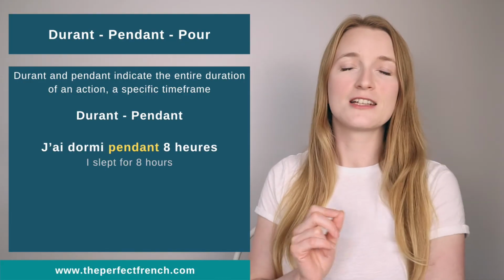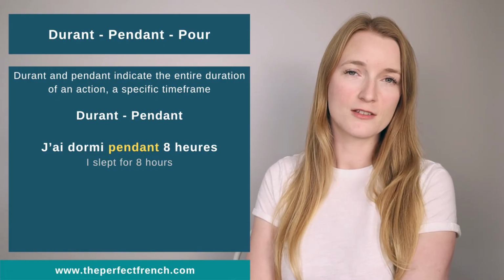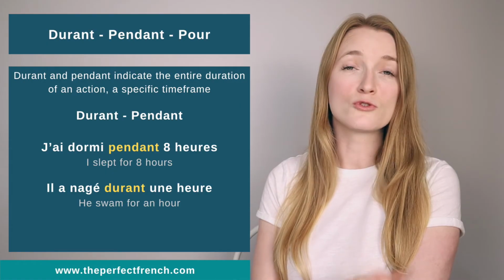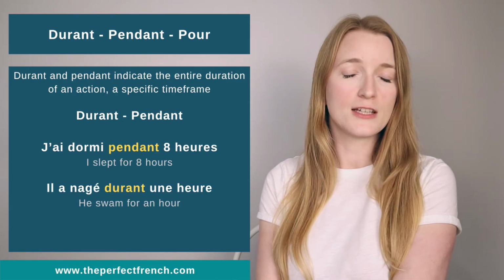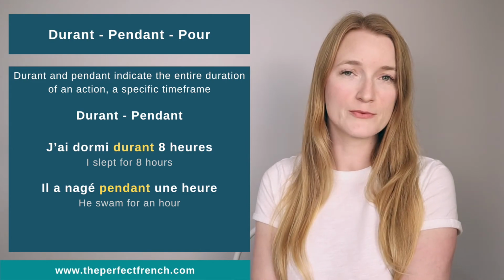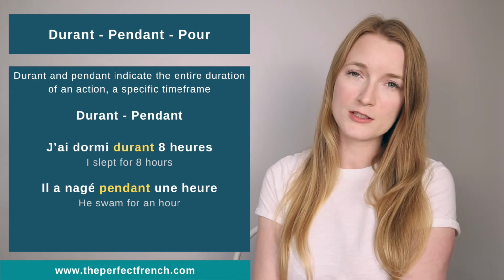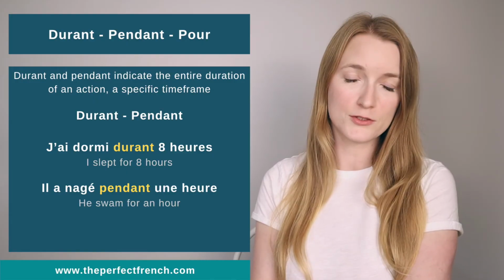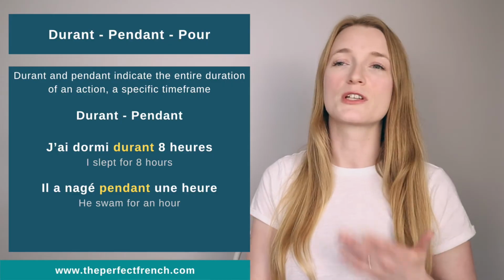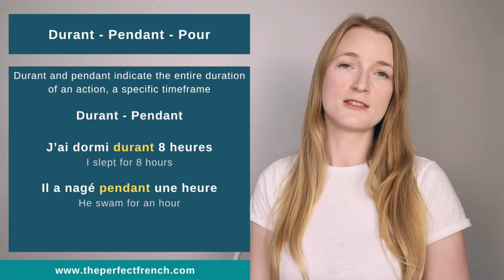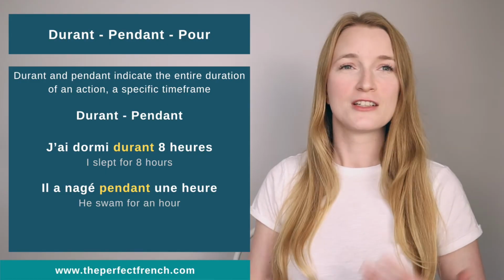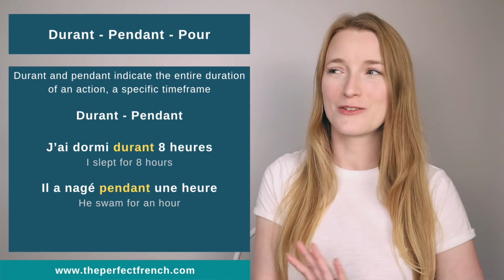Let's see. J'ai dormi pendant 8 heures. Il a nagé durant 1 heure. So you can just switch them. J'ai dormi durant 8 heures. Il a nagé pendant 1 heure. It really doesn't matter. Mostly if you want to sound more casual, just use pendant. This is the most used one. And if you want to sound a little bit more, let's say, advanced, well, you can use durant.